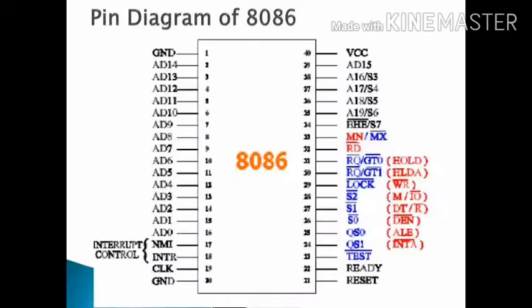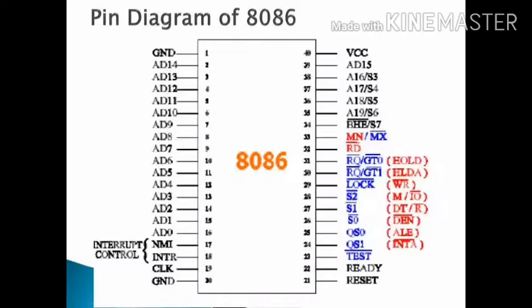So 8086 has a total of 40 pins, some of which are multiplexed. For example, AD0 to AD15 pins are multiplexed for both data as well as addresses. It is provided with one power supply VCC, which is +5 volt, and it has two ground pins at pin number 1 and pin number 20.